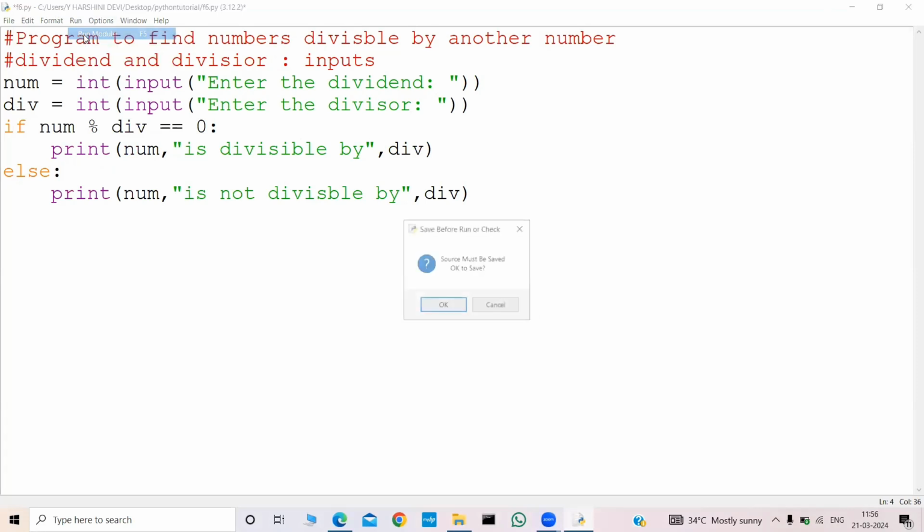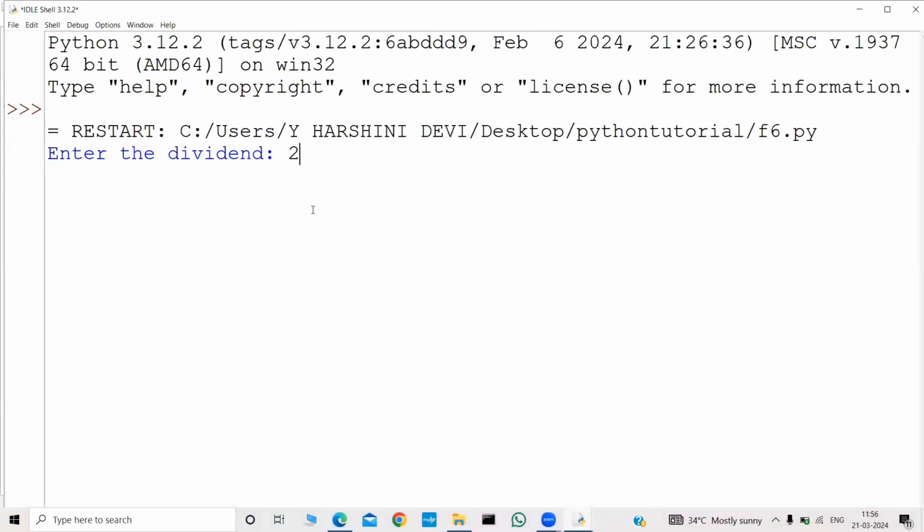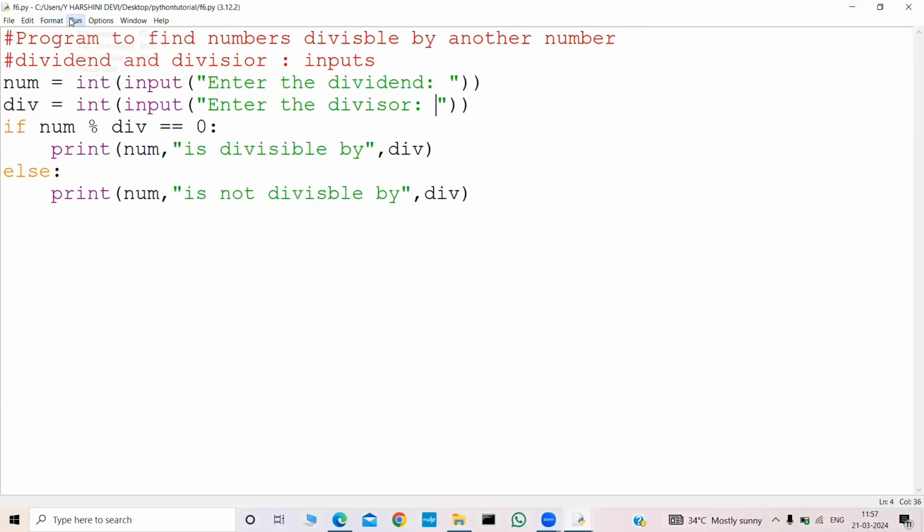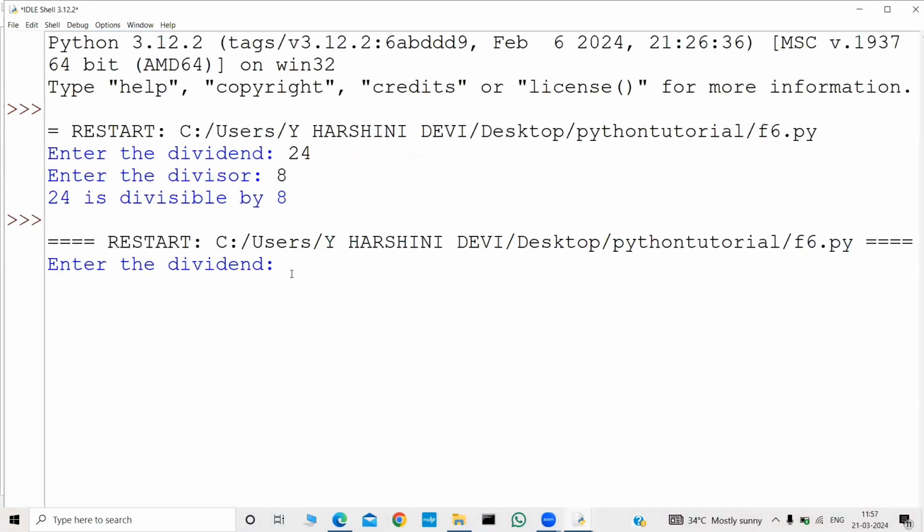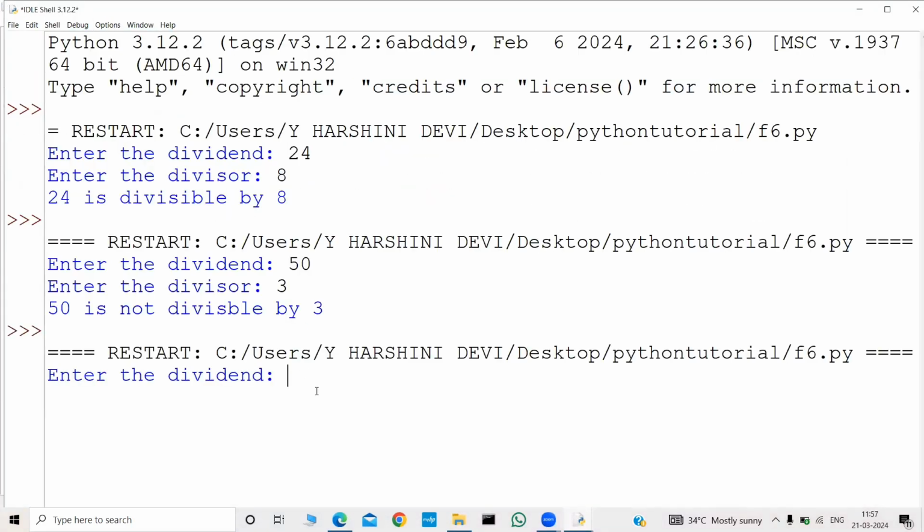Okay, let me run this program now. Let me give 24 as the dividend and 8 as the divisor. So, yes, 24 is divisible by 8. Let me run this program again, and I will give 50 as the dividend and 3 as the divisor. So, 50 is not divisible by 3. We know that.